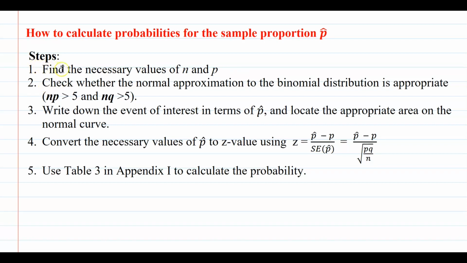Step number 1, find the necessary values of n and p. P stands for the proportion of success from the population, and n stands for the sample size.